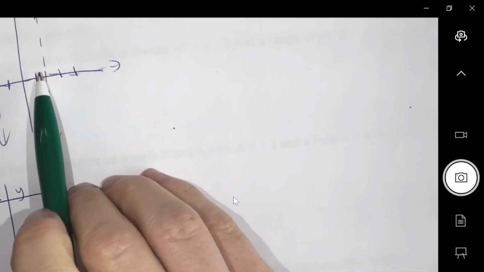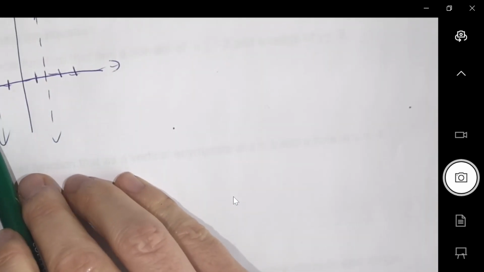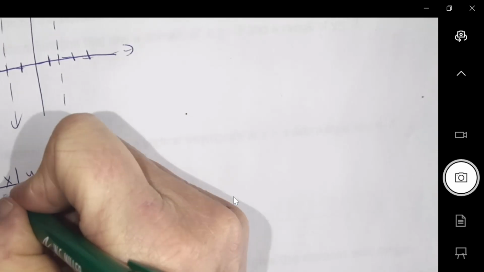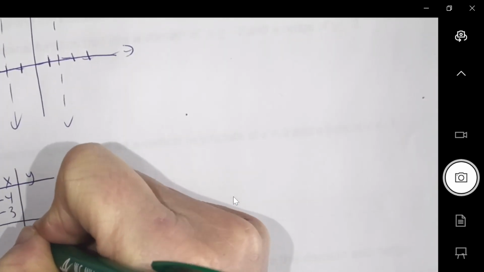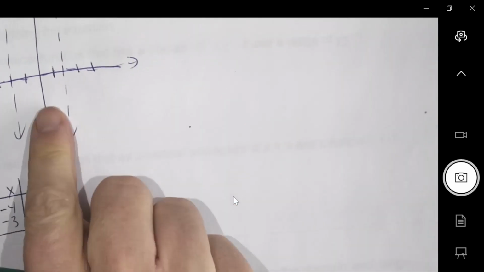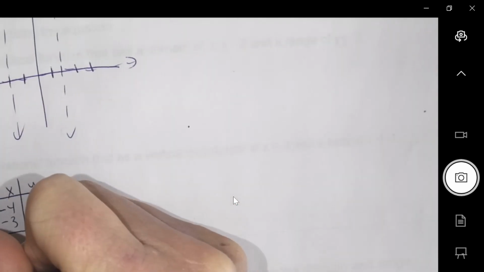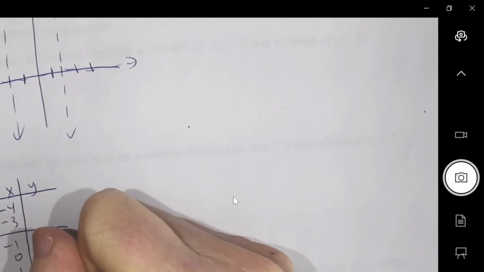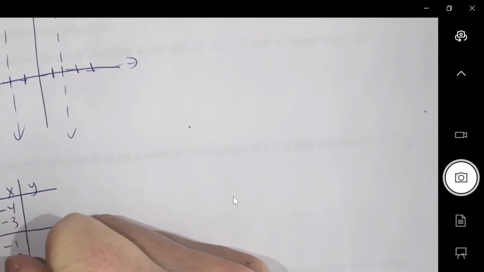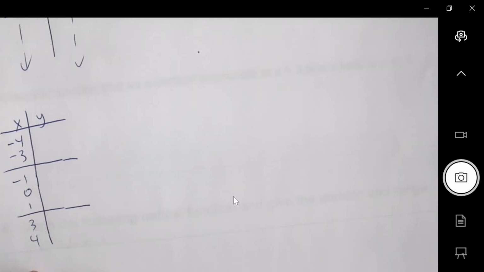Okay, what kind of values should I use in a table then? How do I pick those? I'm going to go a couple on this side, so I'm going to go with a -4 and a -3. I'm going to pick the ones in between, so I'm going to go -1, 0, 1. And I'm going to go on the right-hand side, 3 and 4.